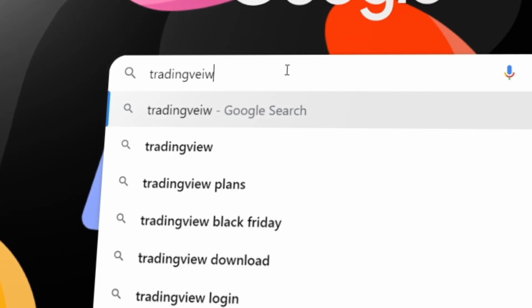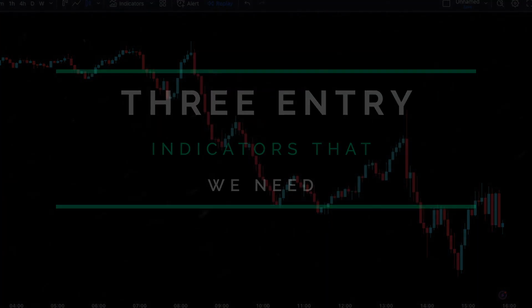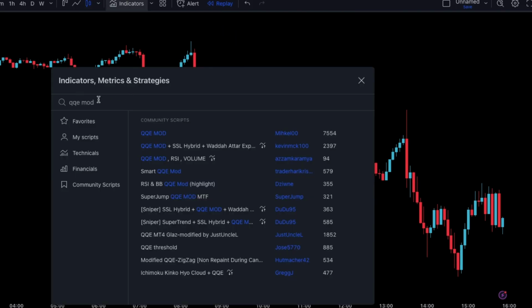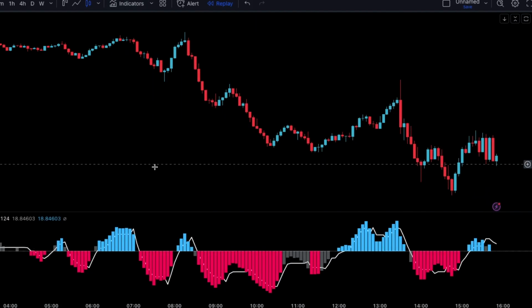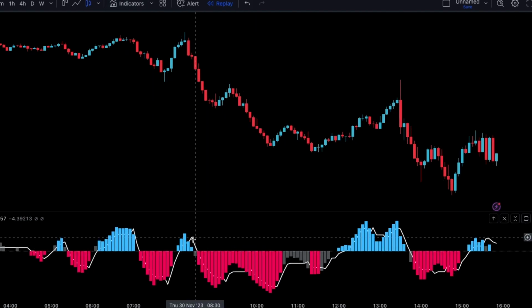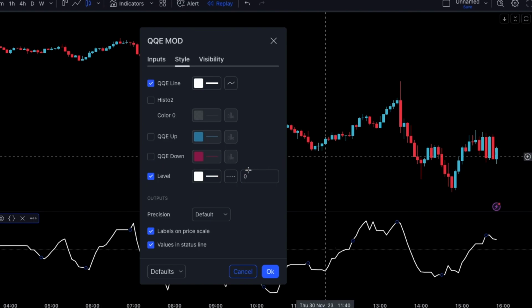So first, head on over to TradingView, and for this strategy we need 3 indicators. So go to the indicators tab, and for the first indicator we need the QQE mods by Mikkel. So let's just make some adjustments in the settings. So double click, and then in this style we're going to uncheck all the boxes apart from the level and the QQE line. We also need to make the level more visible.